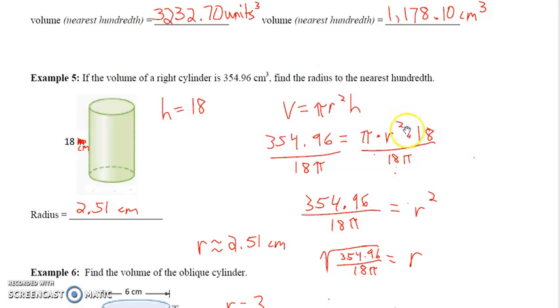So I want to get r isolated. Well, I have r squared times pi times 18. That's 18 pi r squared. So how can I get r squared by itself? I'm going to divide both sides.